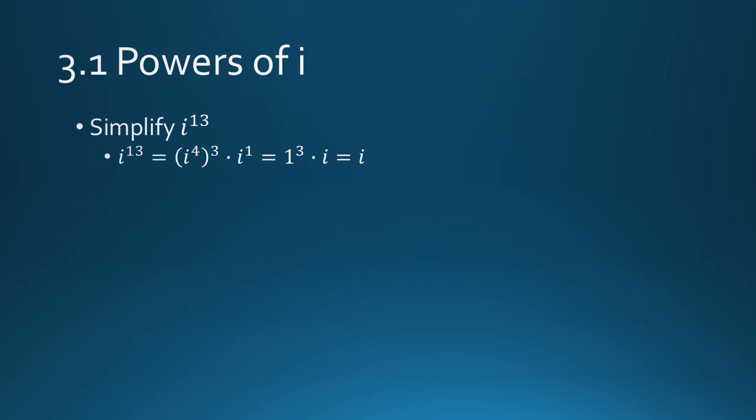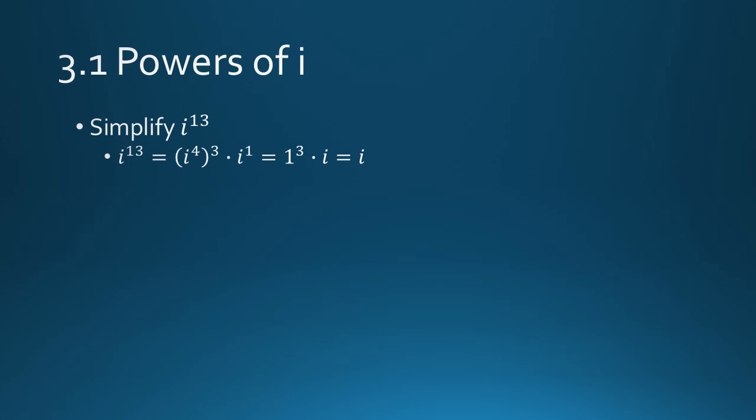Notice what we've done here. We've split i to the 13th up into i to the 12th times i to the 1st, because remember, when you multiply numbers, you add their powers. So i to the 12th times i to the 1st will be i to the 13th.